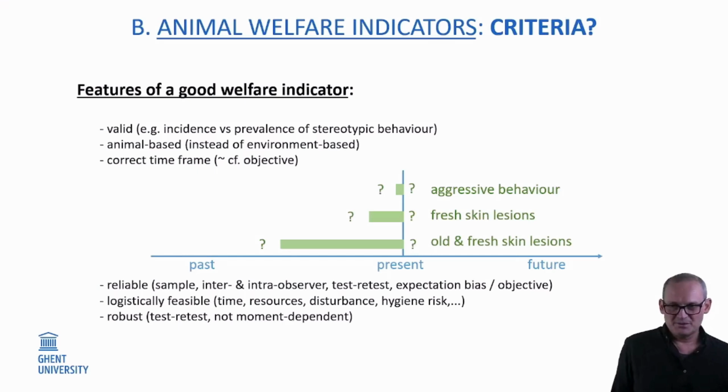And very important also, especially if the purpose of the assessment is to be able to compare the evolution in time or to compare farms, is that your indicator is robust and not moment dependent, so that you have a high test-retest reliability. That means that if I do an assessment on the Monday morning, I should have the same result as if I do the assessment on the Tuesday evening.